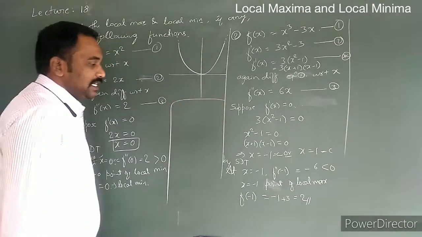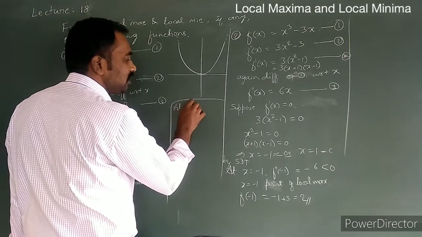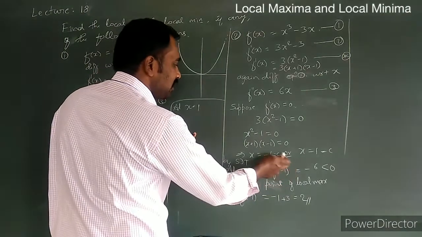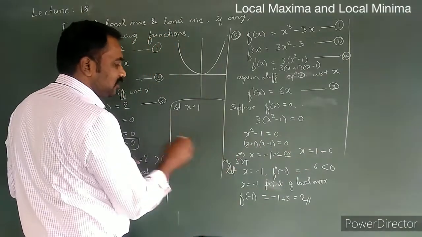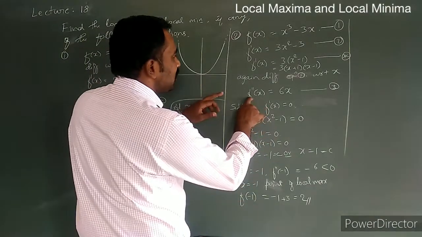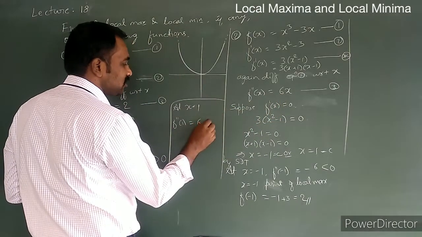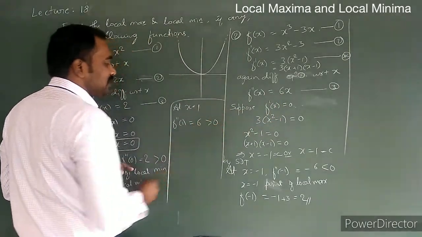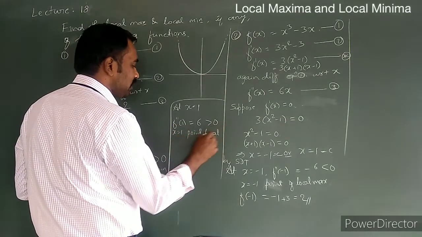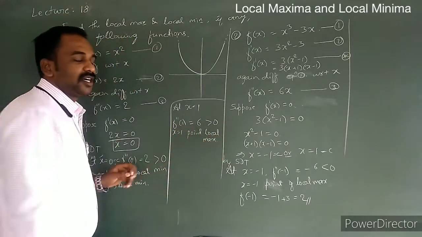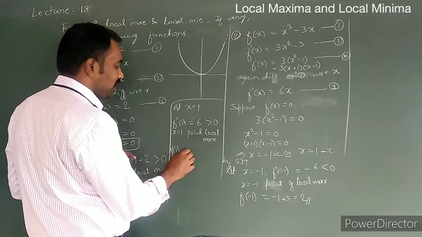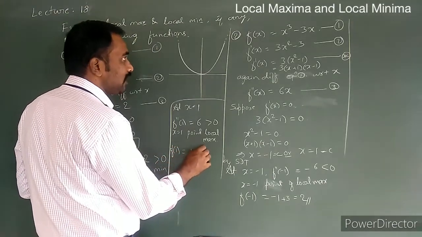Next, at x is equal to 1, the other point is plus 1. At x is equal to 1, what will we get? By the second derivative test, you have f double dash of 1. What is f double dash of 1? At x equal to 1, you have f double dash of x is 6, a positive value greater than 0. Greater than 0 means x equal to 1 is the point of local maxima or local minima? It is the point of local minima because the second derivative is positive. Therefore, f of 1. What is f of 1? f of 1 is equal to 1 minus 3.